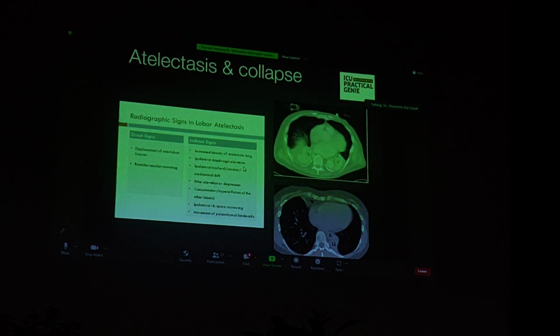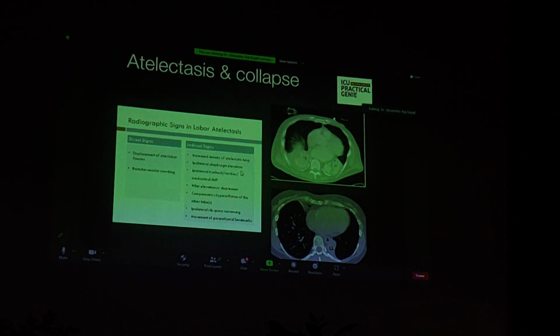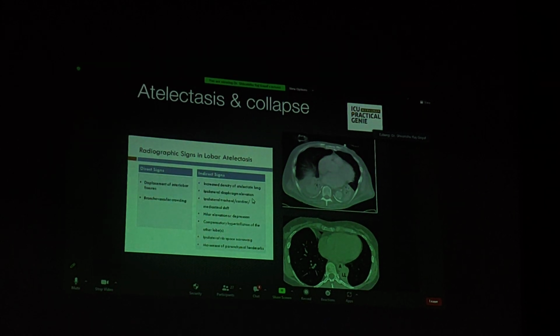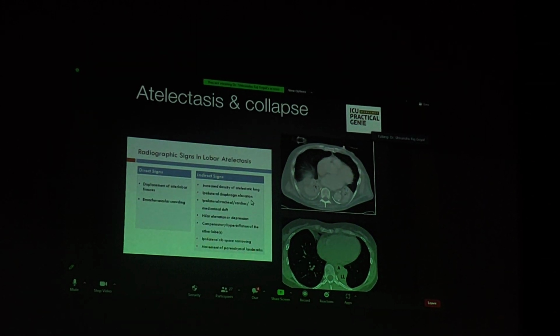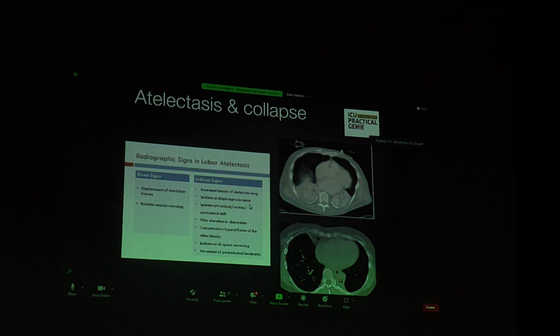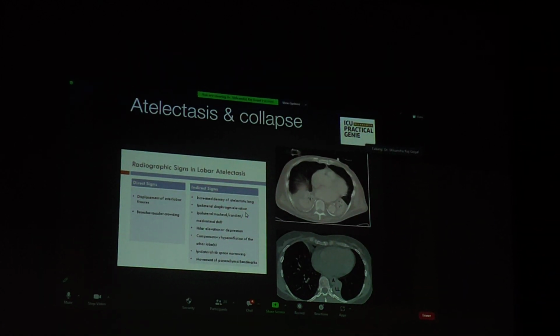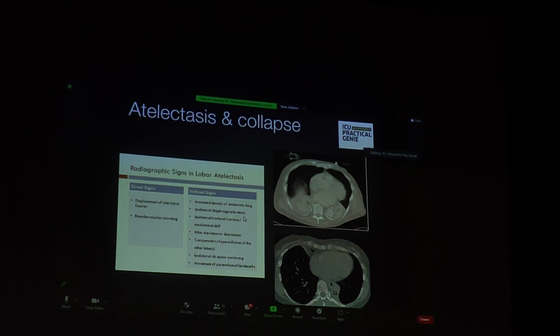Atelectasis, collapse. Very frequently used terms. Everybody nods their head, yes, there is a collapse. Everybody will say, yes, there is atelectasis, but what are these? Whenever there is partial volume loss, it is atelectasis. When there is a complete volume loss, it is a collapse.